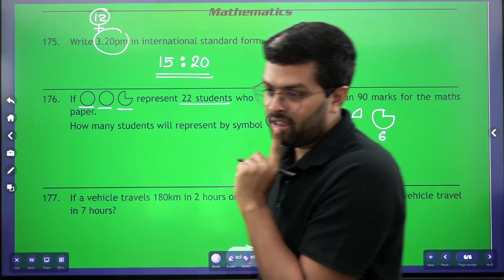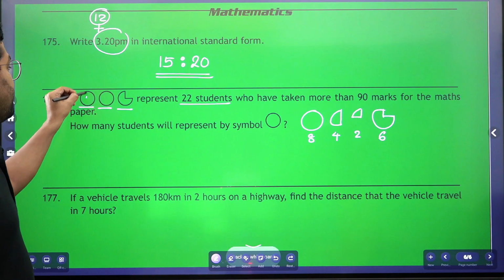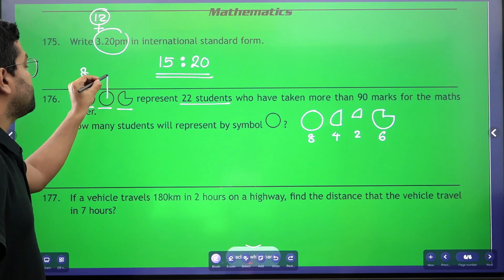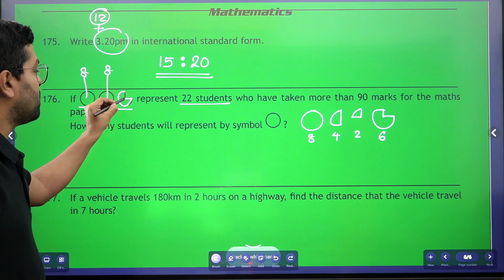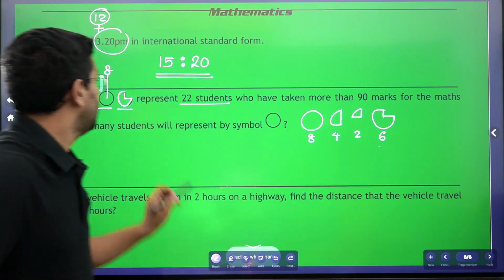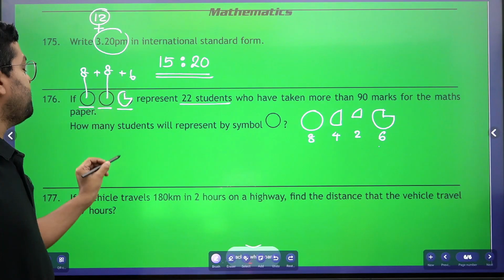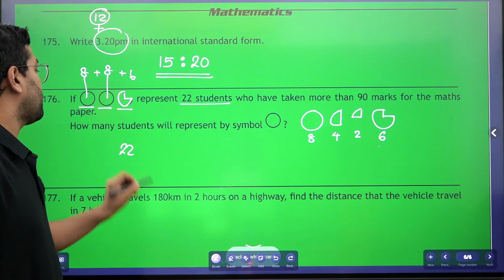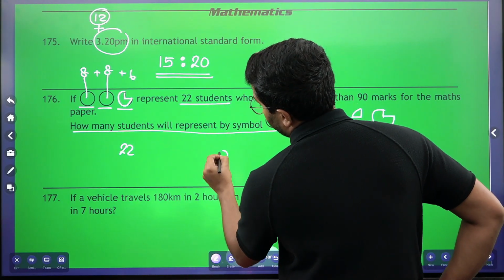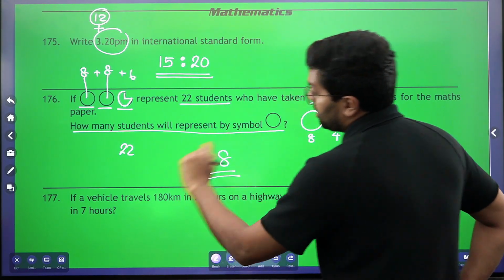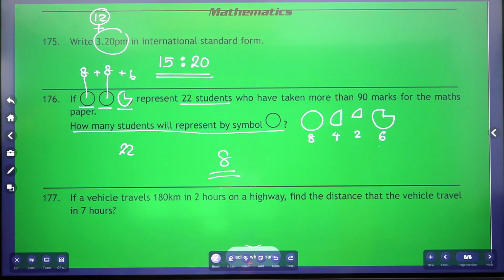Okay, can you give a try now? What do you think? If you consider this as 8 and this also should be equal to 8, what is the amount represented by this? This equals 6, right? Okay, so 8 plus 8 is 16, 16 plus 6 is 22, right? So how many students will be represented by this symbol? What is the answer? 8 students will be represented by this symbol.